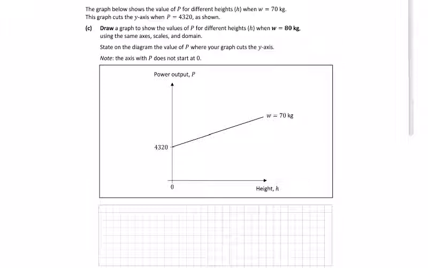The next part of this question shows the graph of P for different heights when W is 70. The graph cuts the y-axis at 4320, which we can see here. So we're asked to draw a graph to show the values of P for different heights when W is equal to 80, using the same axis, scale and domain, and state where on the diagram your graph cuts the y-axis.